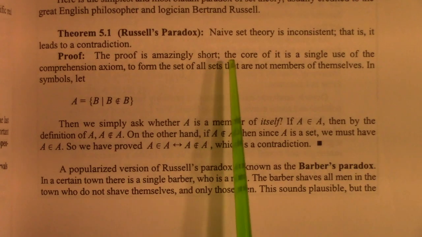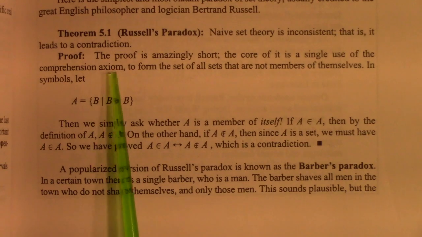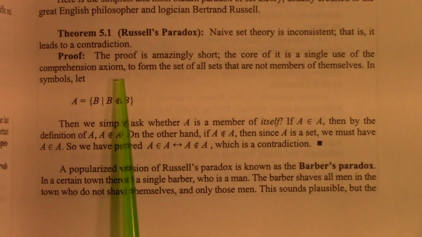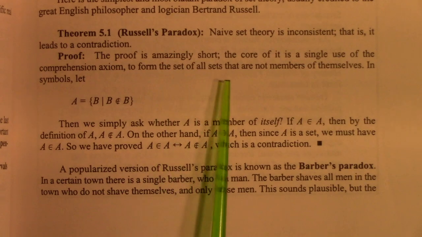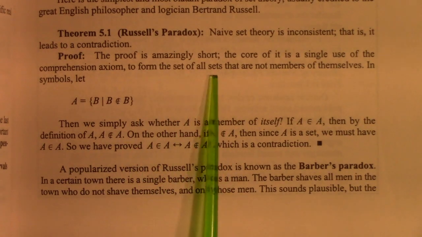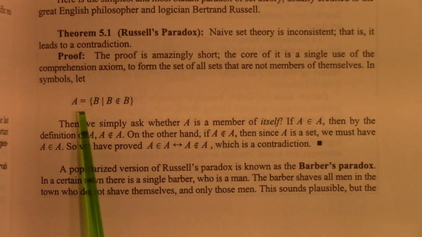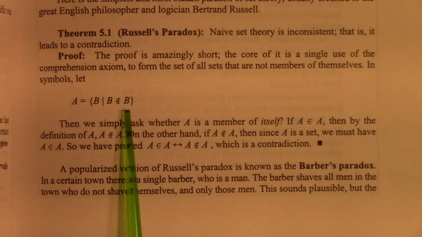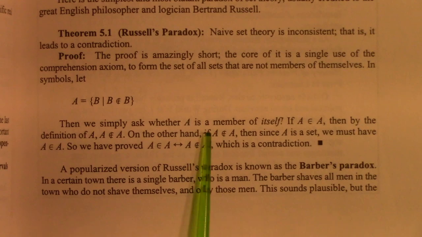So here it is. Naive set theory is inconsistent. That is, it leads to a contradiction. The proof is just this, and the core of it is a single use of the comprehension axiom, which is that if you can describe a set, it's a set. So what we do is form the set of all sets that are not members of themselves. In symbols, A = {B such that B is not an element of B}. So it's the set of all sets which are not members of themselves. And then we simply ask the question: is A a member of itself?